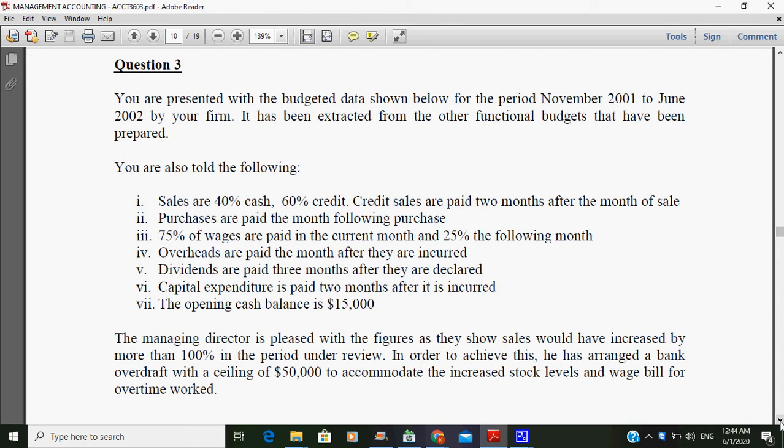So you are presented with the budgeted data shown below for the period of November 2001 to June 2002 by your firm. It has been extracted from the other functional budgets that have been prepared. You are also told the following. Sales are 40% cash, 60% credit. Credit sales are paid 2 months after the month of sale.